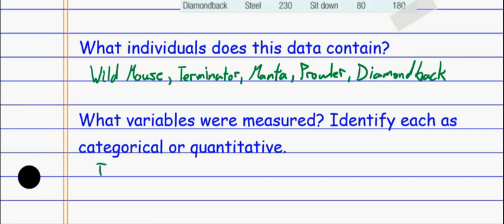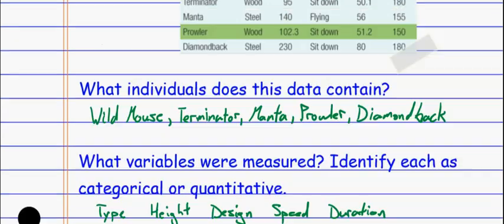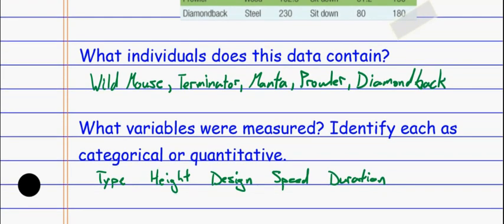Okay. So this would be the type, the height. These are all the things we're collecting data about. The design, the speed, and the duration. And then classifying each of these as categorical versus quantitative. Well, the type is either steel or wood. Well, that is a label that we place on this thing. So that would be a categorical type of data.